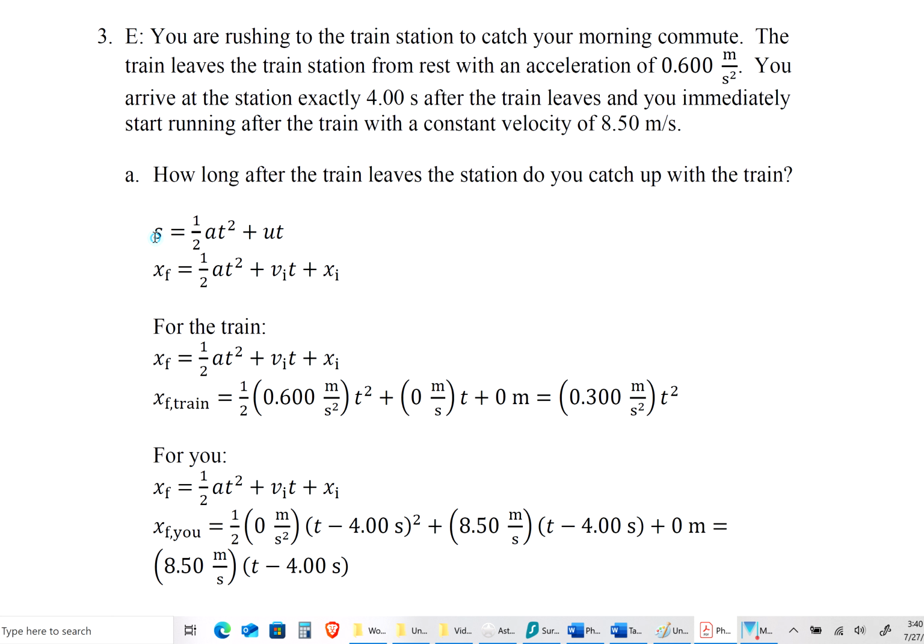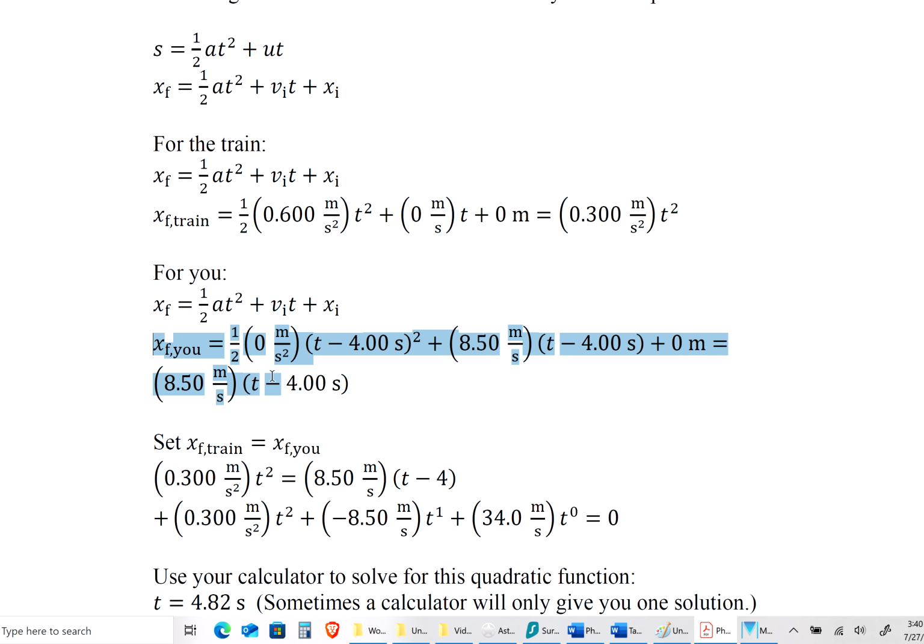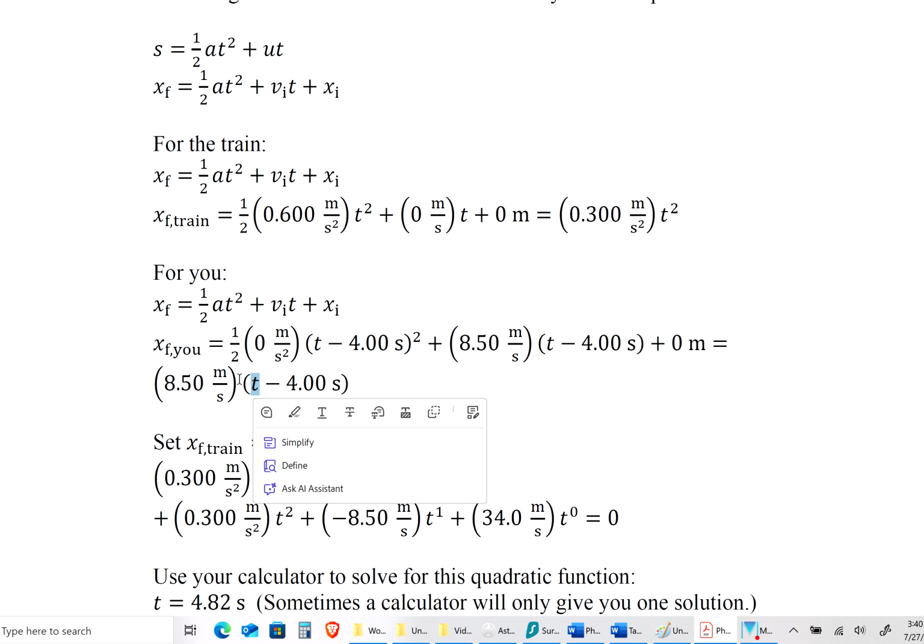So let's take a look at this equation. S is equal to the change in displacement, S final minus S initial. U is initial velocity, A is acceleration, T is duration of time. We have an equation for the train. This equation here tells us the location of the train as long as you put in the time. 0.3 T squared. This here is an equation for you. As long as you put in the time, we know exactly where you are.